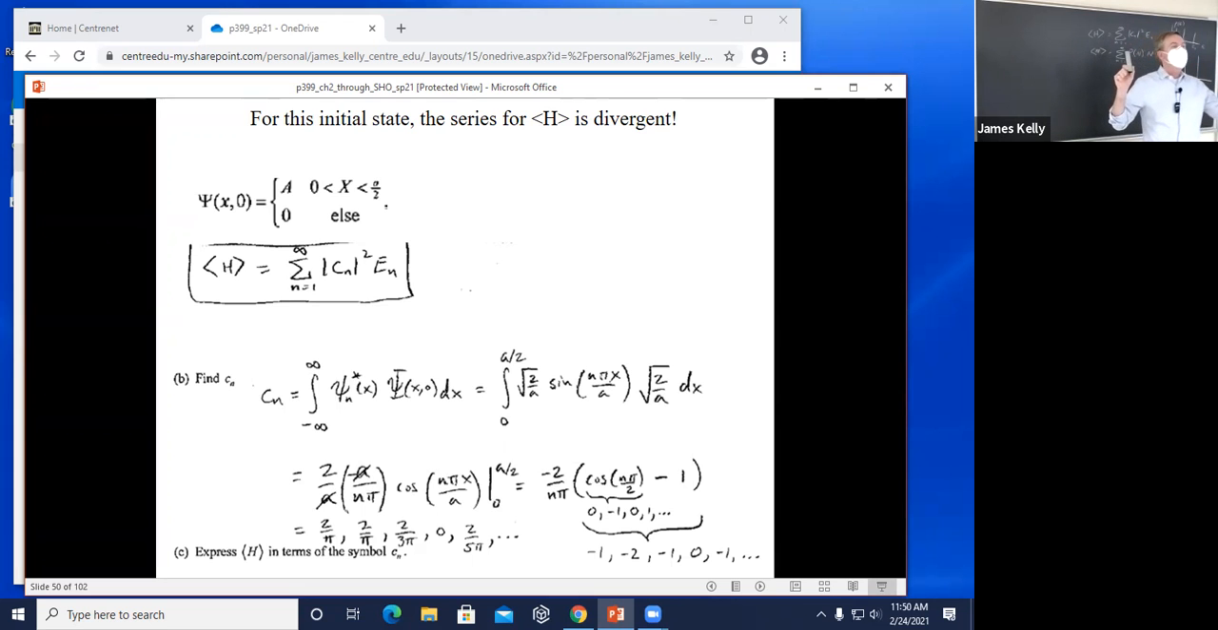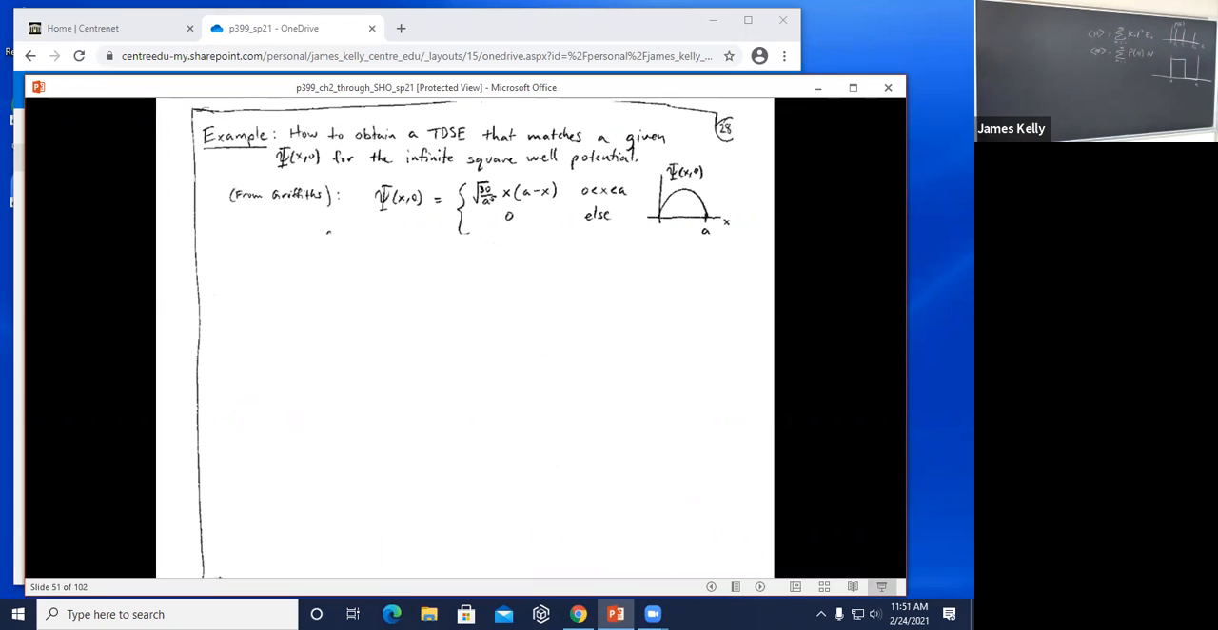That means to prepare this state as the initial state, I would need an infinite amount of energy, right? Because I've got to put in enough of those high energy states as linear combinations to make this really sharp edge here, so I would have to have an infinite amount of energy around. And so I probably can't produce this initial state, even though there's nothing wrong with considering it. It's just that we'll get some divergent quantities. Okay, so that's a little bit of a warning there.